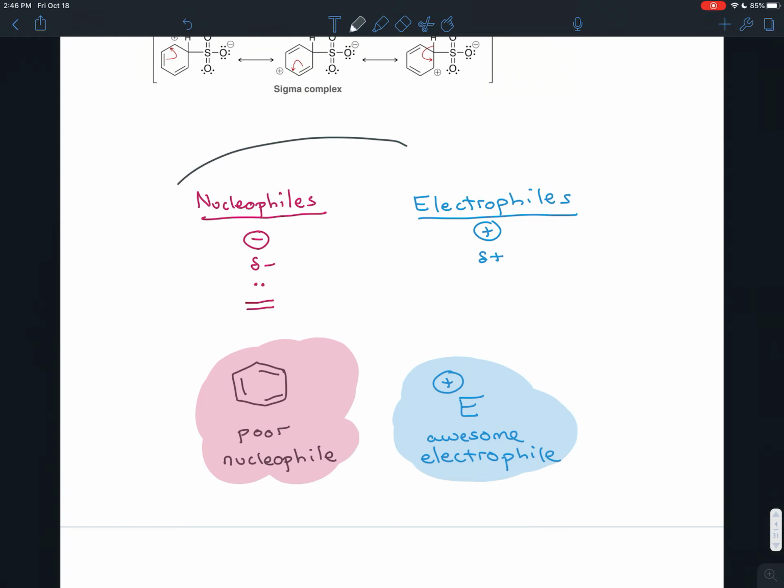We saw in the video for the bromination of benzene that benzene itself is a nucleophile. You recognize nucleophiles because they either have a full negative charge, a partial negative charge, a lone pair, or a pi bond. Benzene has pi bonds, so that makes it a nucleophile. But benzene is really, really stable, so it's a poor nucleophile. It's not going to react very well.